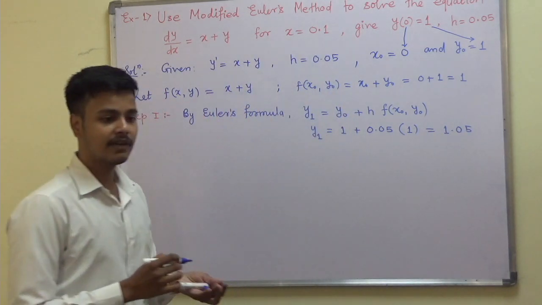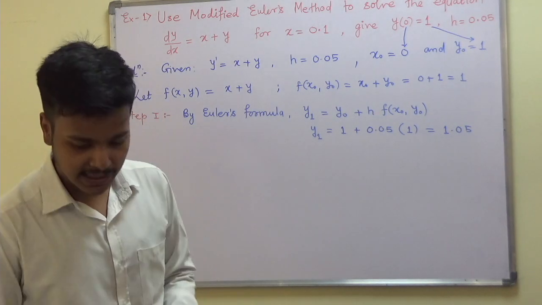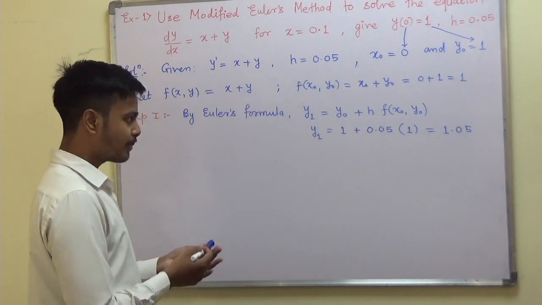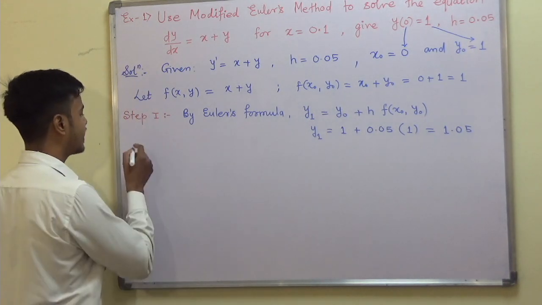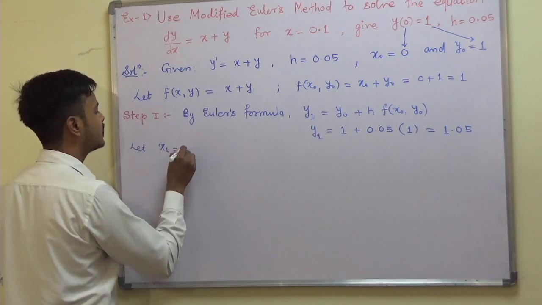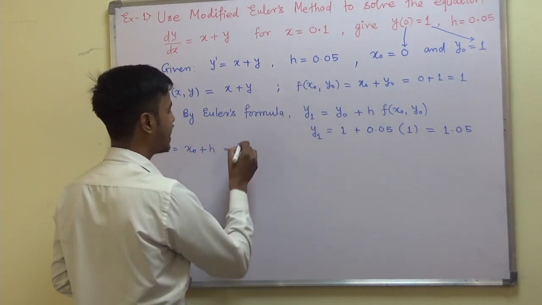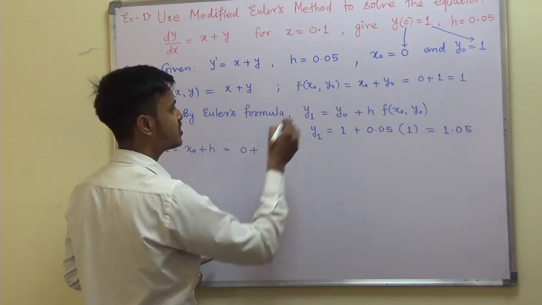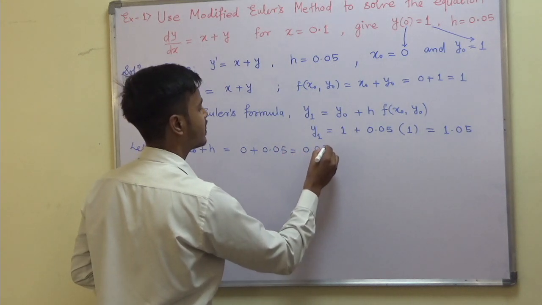Now once you get the value of y1, what do you need to find out? You need to find out the approximated value, and for the approximated value we want x1. So what is x1? Let us find out x1. Let x1 be equal to x0 plus h. So what is x0? My x0 is 0. What is h? 0.05, so x1 is equal to 0.05.